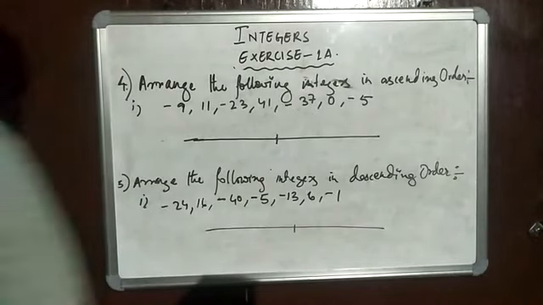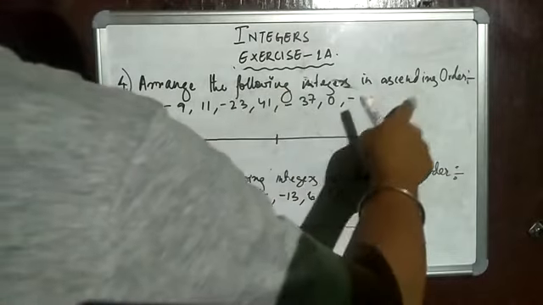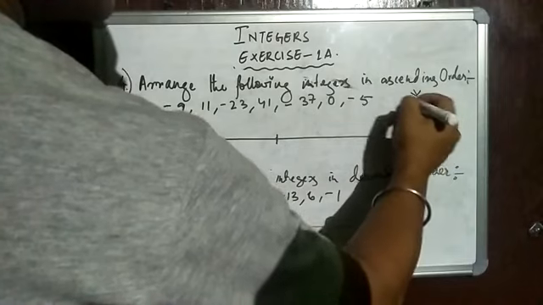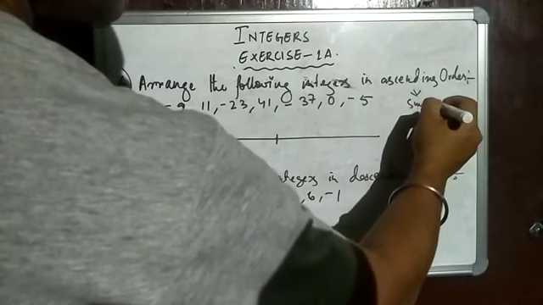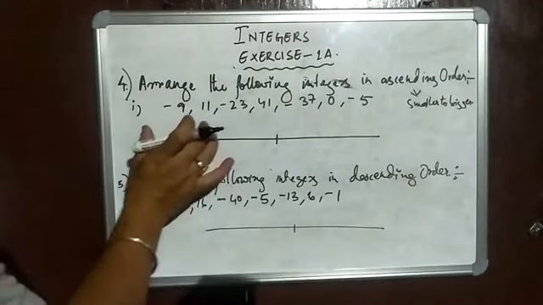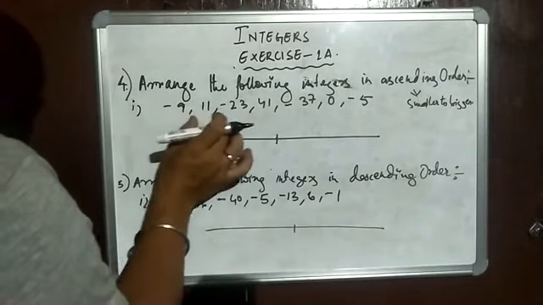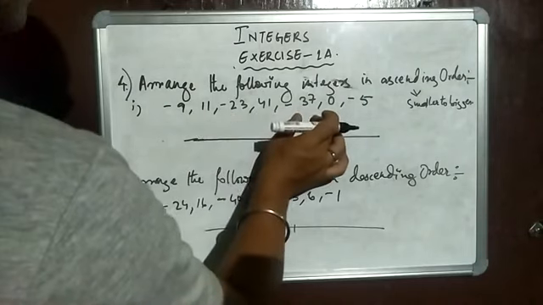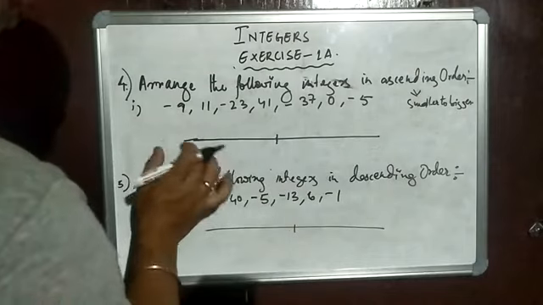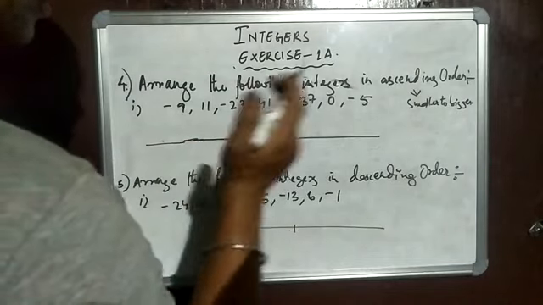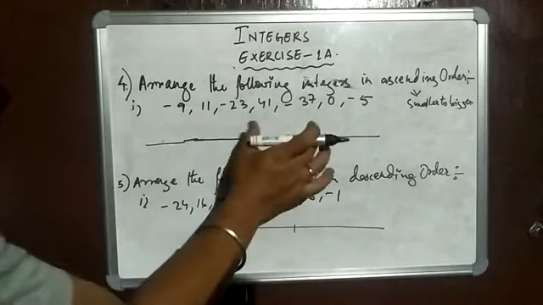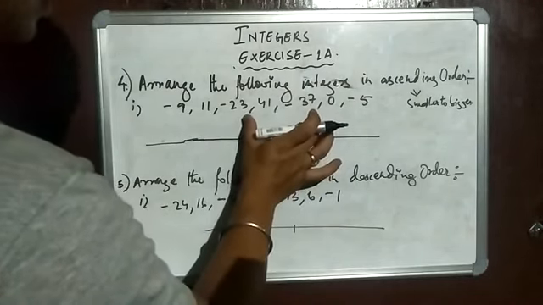Now the next question is to arrange the following integers in ascending order. Ascending order means smaller to bigger numbers. The numbers given here are minus 9, 11, minus 23, 41, minus 37, 0 and minus 5. Set these numbers onto a number line. We cannot go regularly like 1, 2, 3, 4, 5, 6, but we can go with the numbers given in the question.